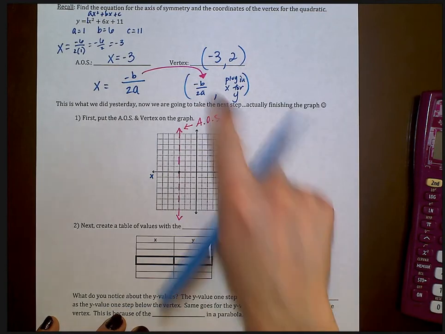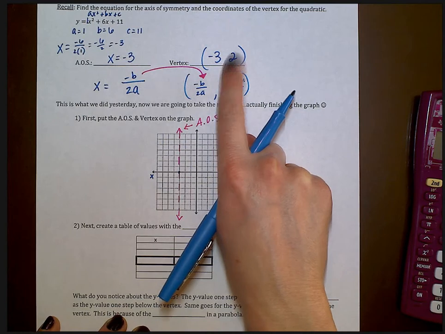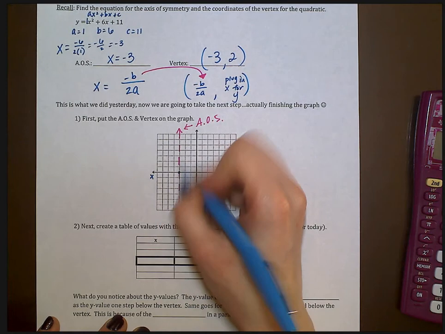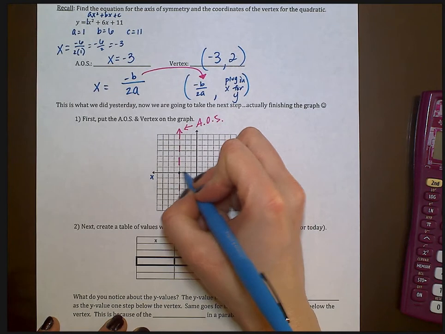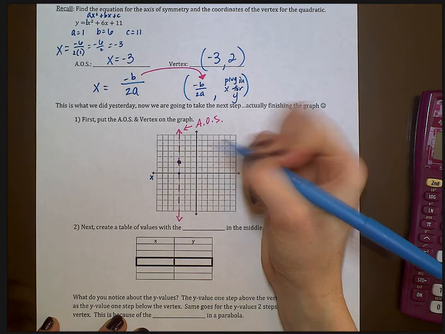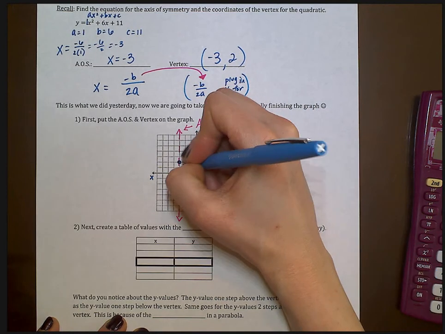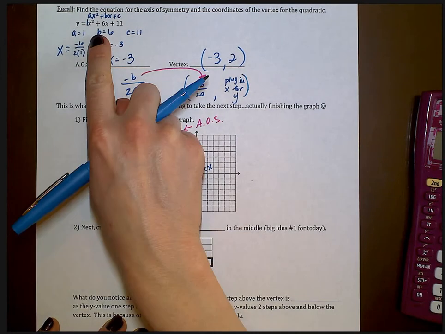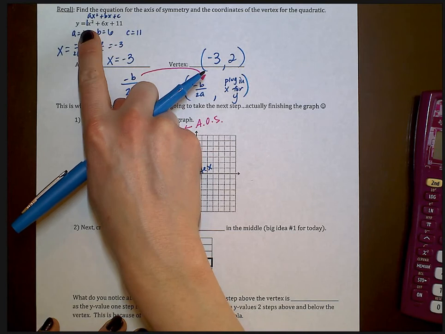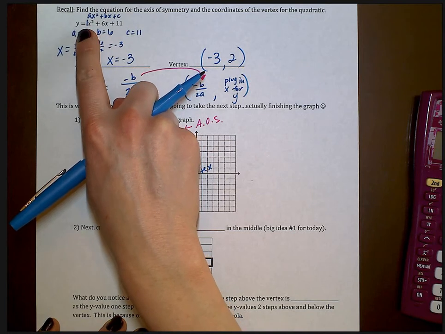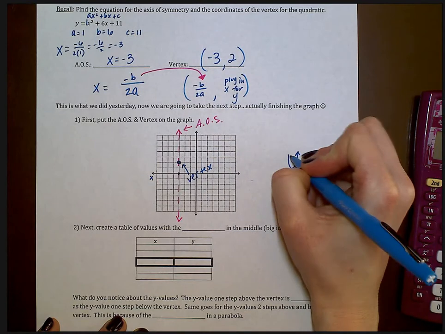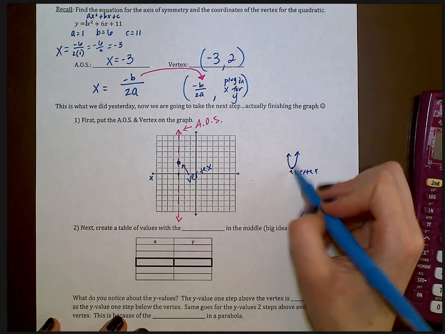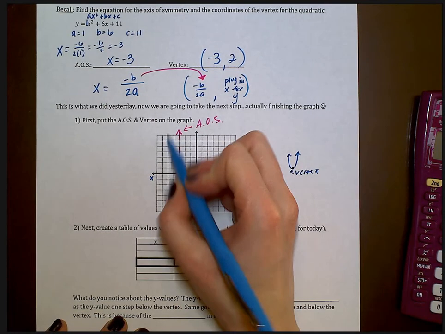I can also plot the vertex on the graph. So just plot that point, negative 3, 2. It has to be on the pink line, the axis of symmetry. Negative 3. So there it is right there. That's my vertex. I'll go ahead and label it just for fun. I know that this is a u. It's not an upside down u because it's a positive 1 in front of the x squared. So that means the vertex is a minimum. It's a good thing to think about. It's the lowest point on the graph.